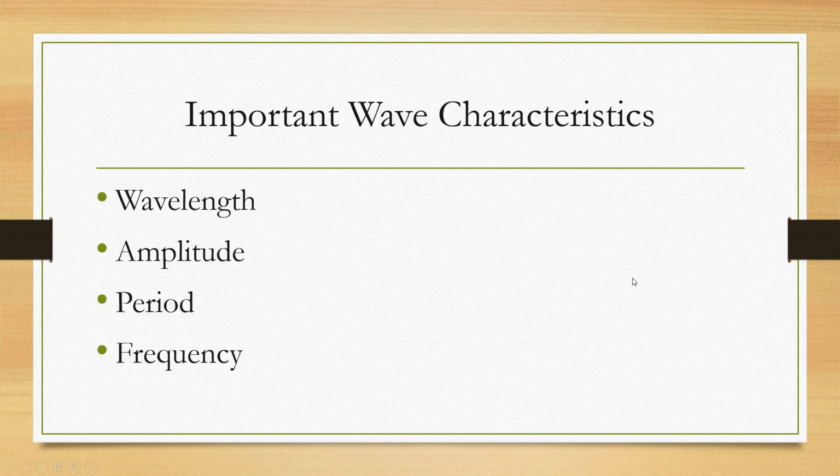So now that we have those two waves down, it's really important that we talk about these four characteristics of waves: wavelength, amplitude, period, and frequency. These four things can be used to describe any sort of wave, and we're going to use them most of the time to describe transverse waves. You can use them with longitudinal waves as well, but for our purpose, we'll mostly be focusing on transverse waves.